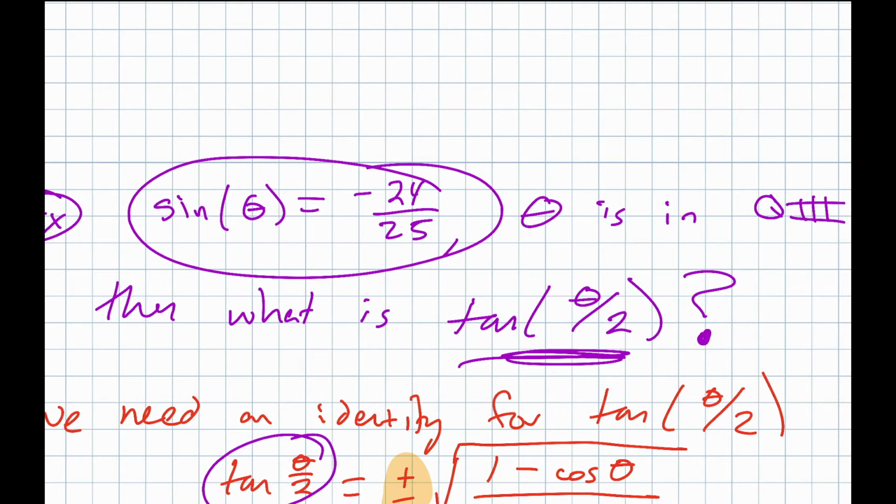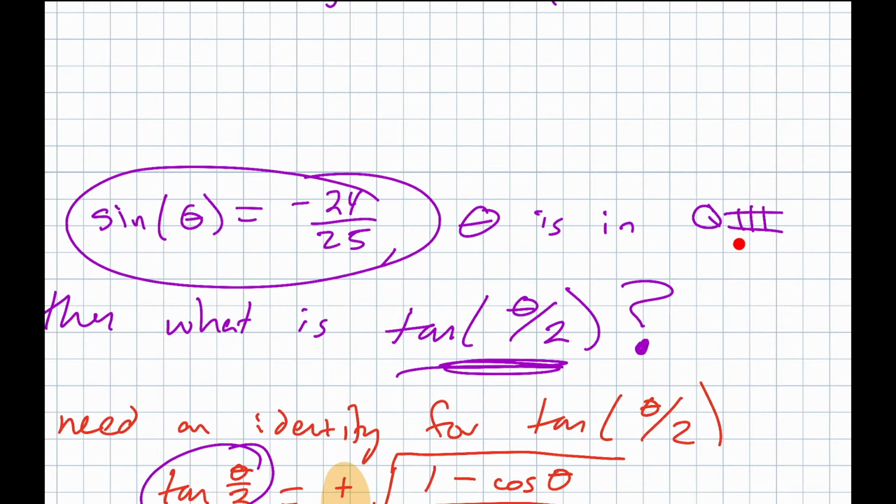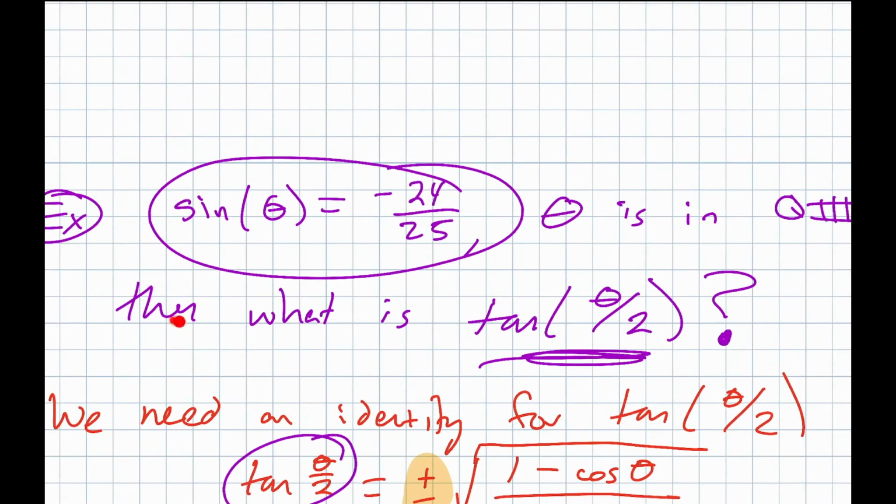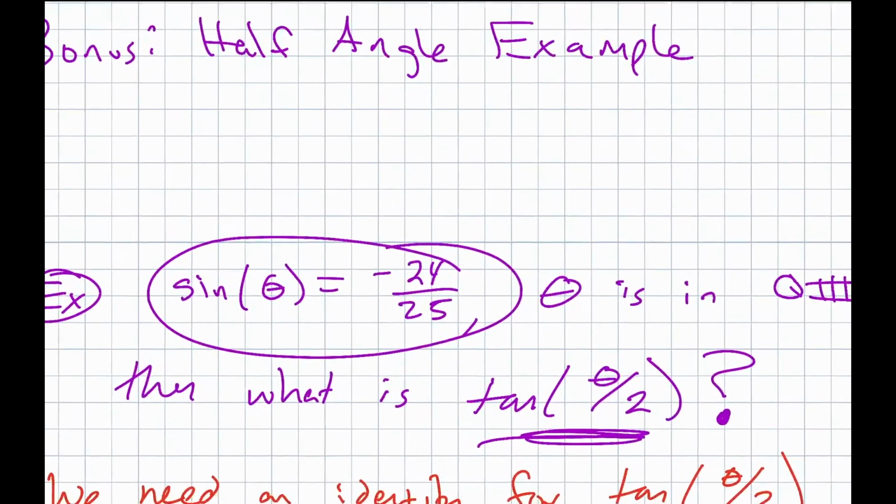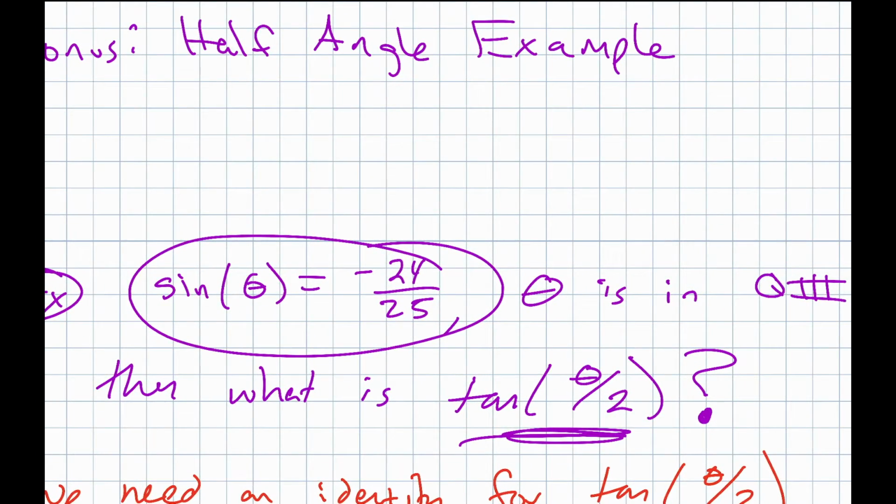So what they're doing is they say sine theta is negative 24 over 25. Okay, they just give you a piece of information. They say theta is in quadrant 3. You need to know that. And then they say, what is tangent theta over 2? Okay, so if this is what you're being given, then you say, okay, well, what am I being asked to calculate? Tangent theta over 2. Can I find an identity for tangent theta over 2 to relate it to theta?